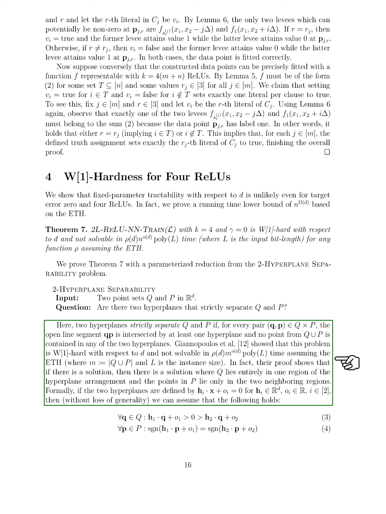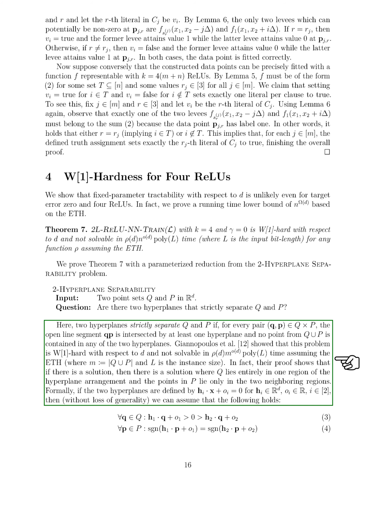We'll also show that if there is a solution to the 2-hyperplane separability problem, then there is a solution where all the points in Q lie entirely in one region of the hyperplane arrangement and the points in P lie only in the 2 neighboring regions. Furthermore, we'll show that the hyperplanes can be assumed to have a certain minimum distance, which we'll denote as epsilon, to each input point.